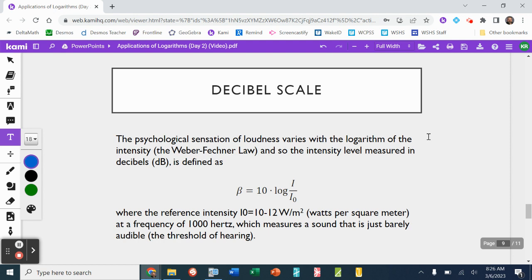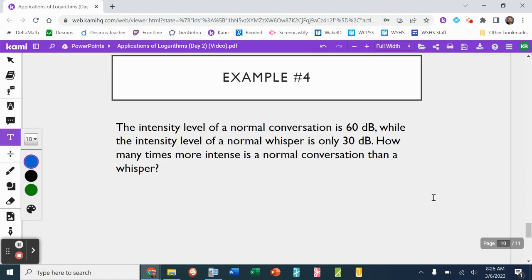Now, like we saw in the Richter scale video, knowing I sub 0 and this 10 to the negative 12 really isn't necessary. All right, so let's take a look at an example of what you're going to see in class. So the intensity level of a normal conversation is 60 decibels, while the intensity level of a normal whisper is only 30 decibels. How many times more intense is a normal conversation than a whisper? Again, most people would initially say, well, it's twice as intense. However, the decibel scale, like the Richter scale, is a logarithmic scale. So we know it's not going to be as simple as just twice.